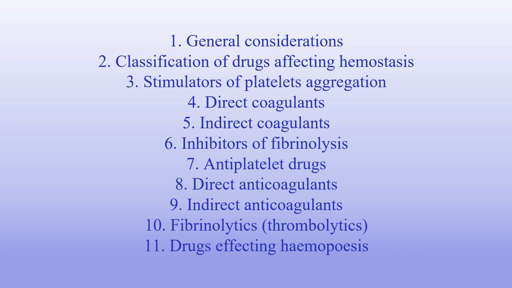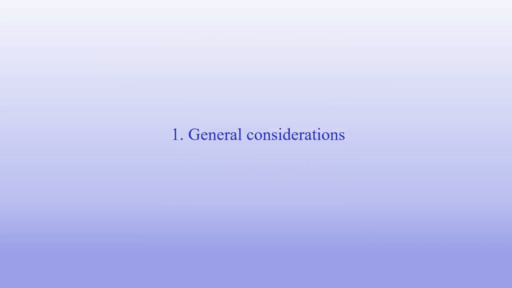Lecture plan. General considerations. Classification of drugs affecting hemostasis: stimulators of platelet aggregation, direct coagulants, indirect coagulants, inhibitors of fibrinolysis, antiplatelet drugs, direct anticoagulants, indirect anticoagulants, fibrinolytics, thrombolytics, and drugs affecting hemopoiesis. Let's start from general considerations.